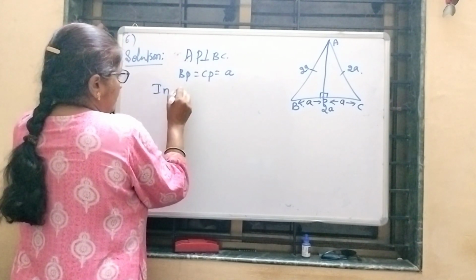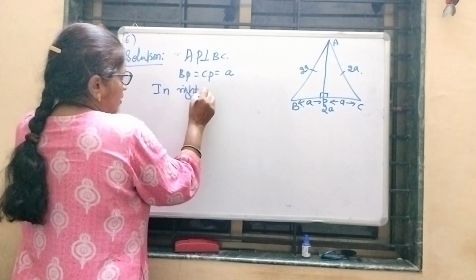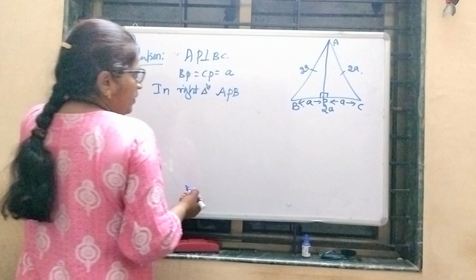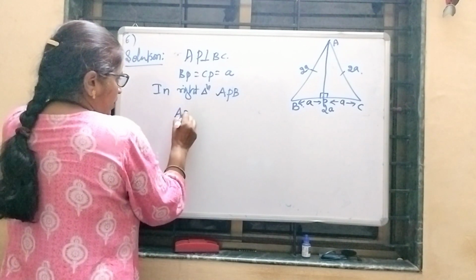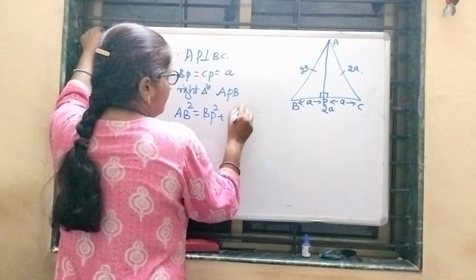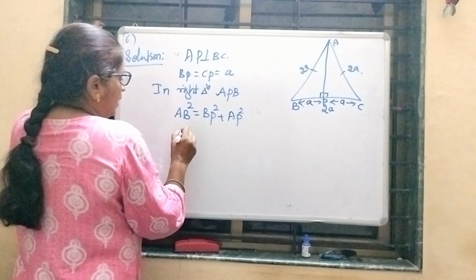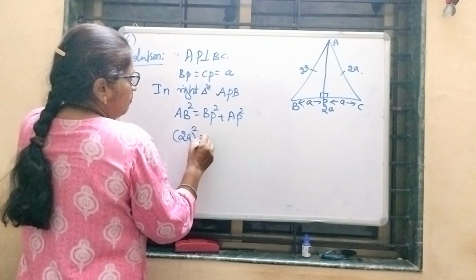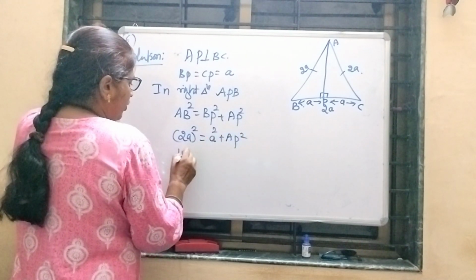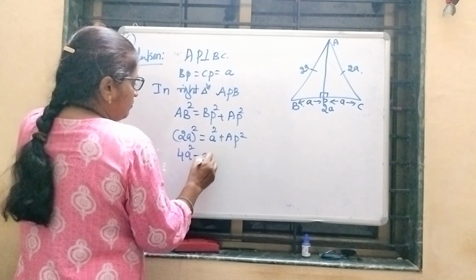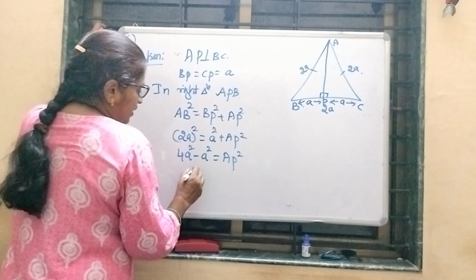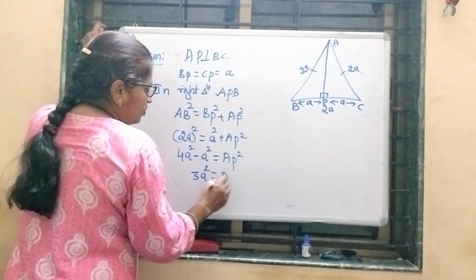Now you can write in right triangle, either you can take APB or you can take APC also, no problem. The hypotenuse here is AB. AB square is equal to BP square plus AP square. So we know here AB, that is 2a whole square. BP is a square, we don't know AP square. So this is 4a square, and bring this a square over: 4a square minus a square is equal to AP square. So 4a square minus a square is 3a square is equal to AP square.